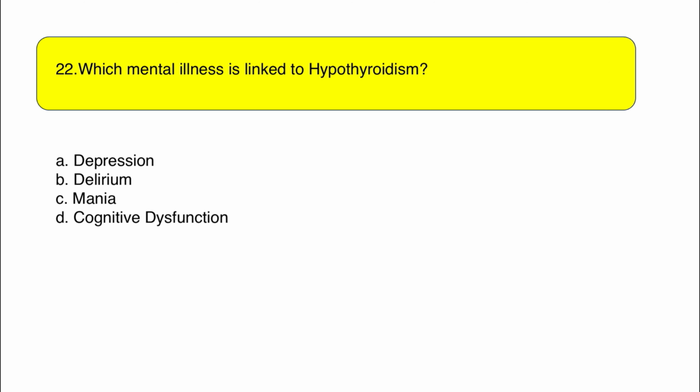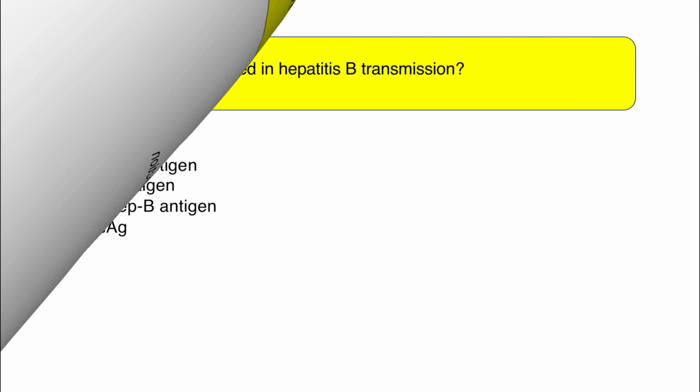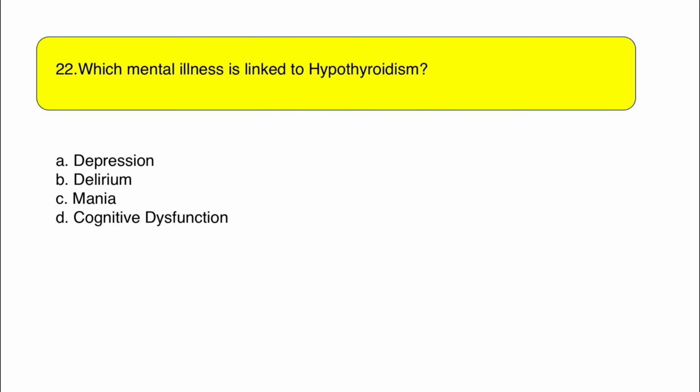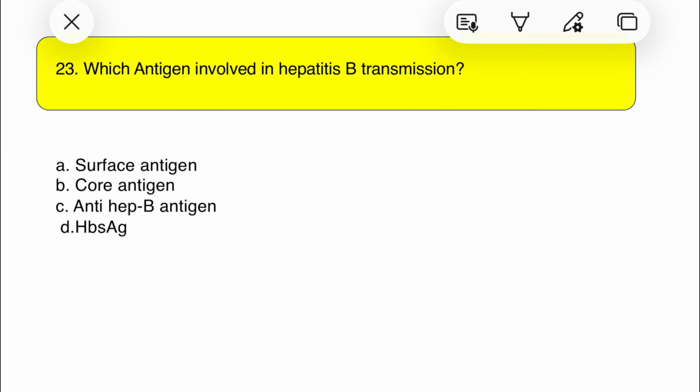Which mental illness is linked to hypothyroidism? Option A, depression, option B, delirium, option C, mania, option D, cognitive dysfunction. The right answer is option A, depression. Which antigen is involved in hepatitis B transmission? Option A, surface antigen. Option B, core antigen. Option C, anti-hepatitis B antigen. Option D, HBsAg. The right answer is HBsAg.